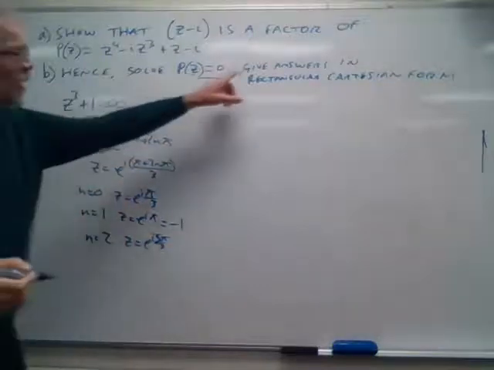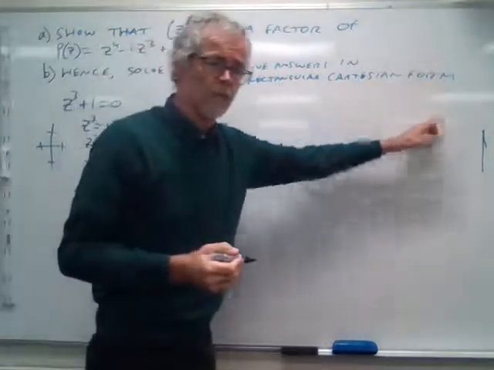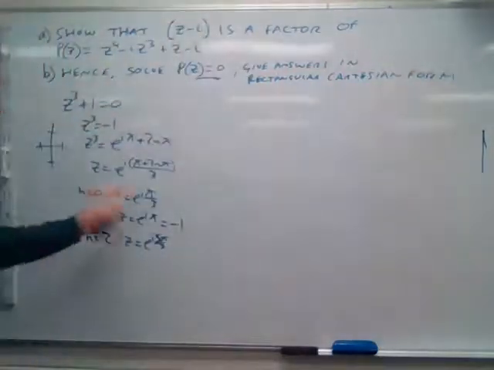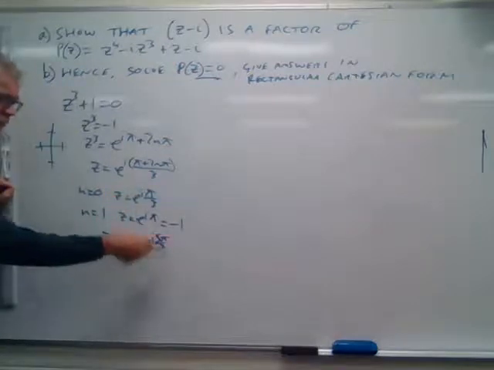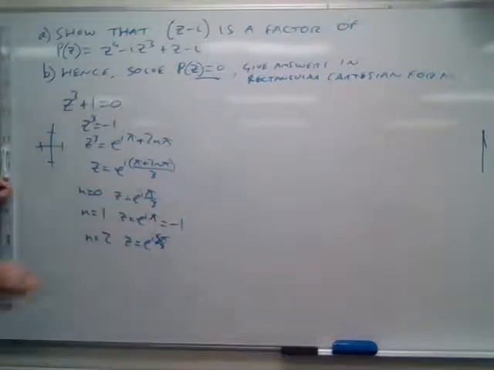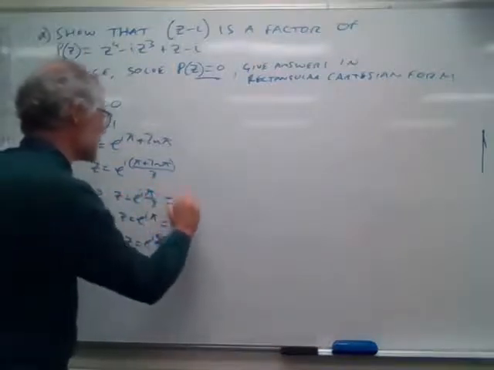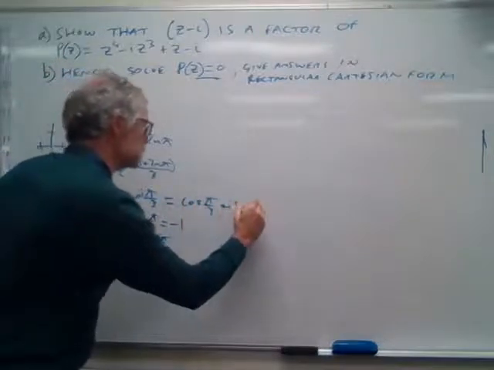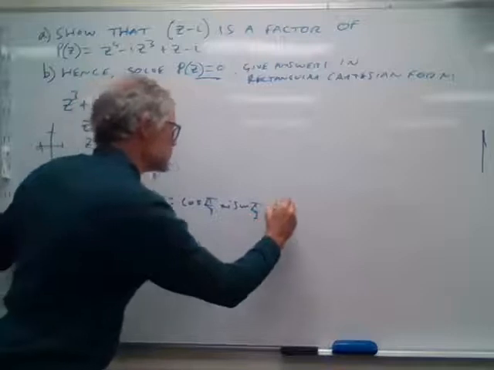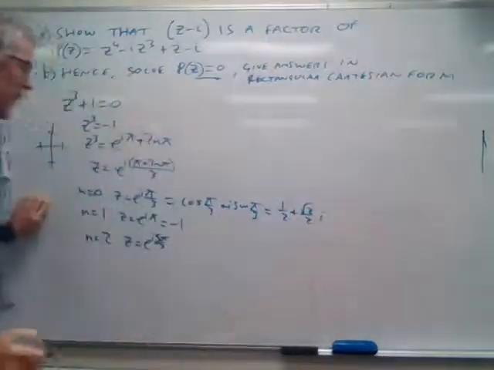Now we're asked to have the answers in rectangular Cartesian form. So although this expression is nice and simple, e to the i pi on 3 and e to the i 5 pi on 3, they're nice, simple enough things, that's not sufficient for this question. We have to keep going to put them into rectangular. So here we go. This is the same as cos pi on 3 plus i sine pi on 3 equals half plus. There it is in Cartesian.